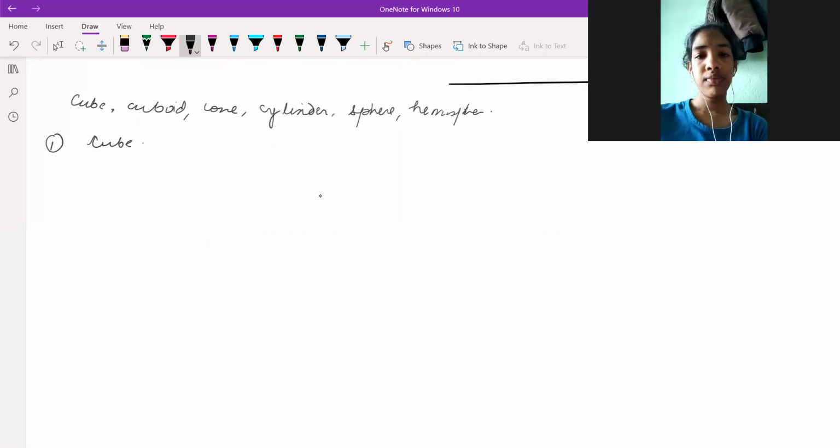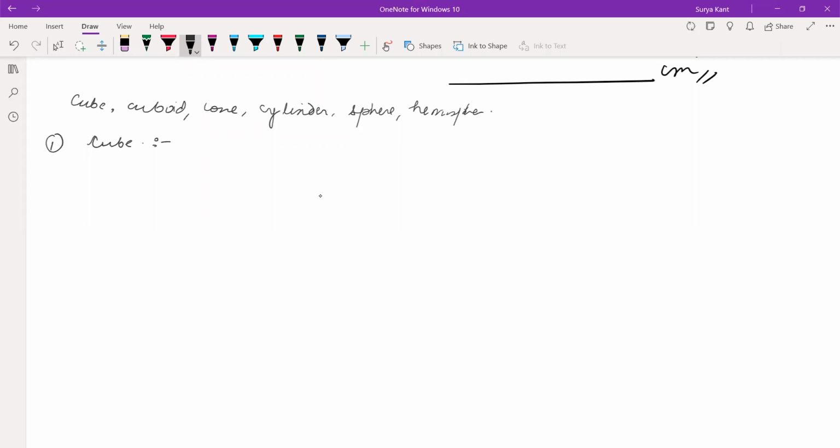So what is a cube? Sugandhini, what is a cube? Yes, sir. A cube has 6 faces. What about the sides? All sides are equal, right? Yes, sir, all sides are equal.